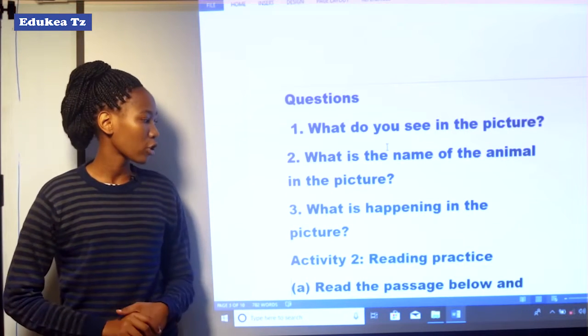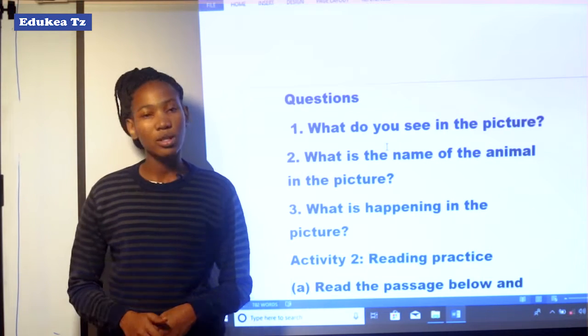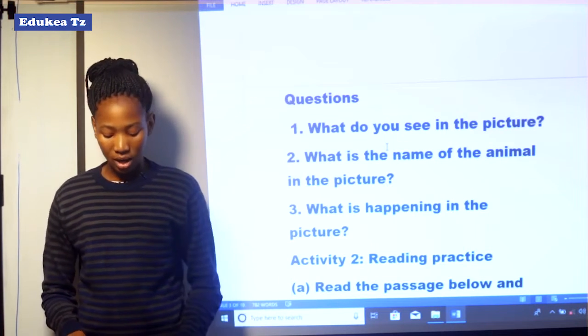Another, or third, question is, what is happening in the picture? In this question you should write what is happening in the picture.